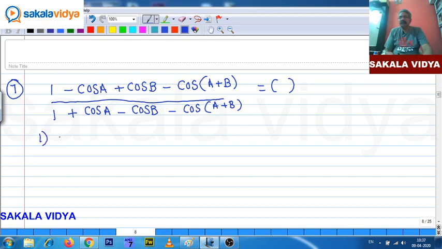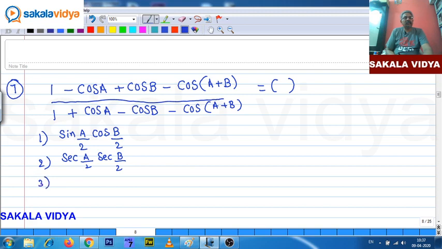First option, sin A by 2 cos B by 2, sin B by 2 cos B by 2. Second one, sec A by 2 sec B by 2. Third option, tan A by 2 cot B by 2. Fourth option, 2 sin A by 2 cos B by 2.